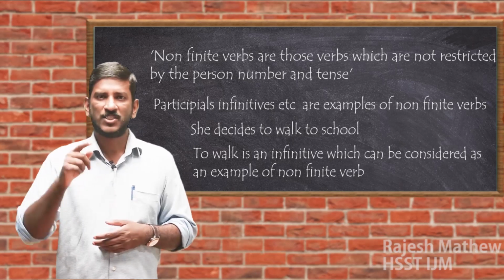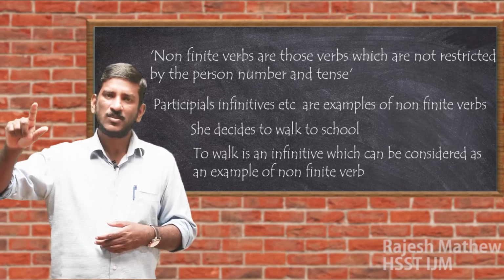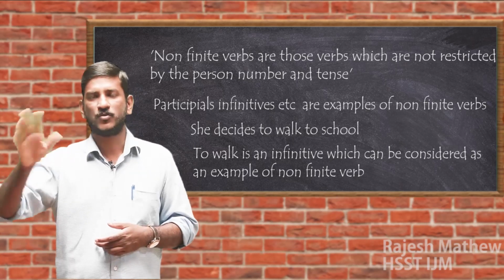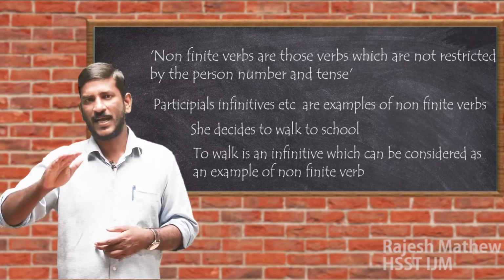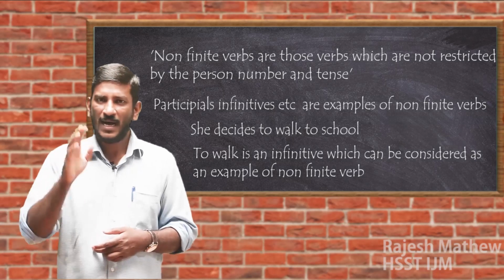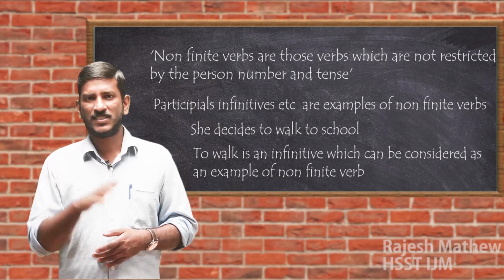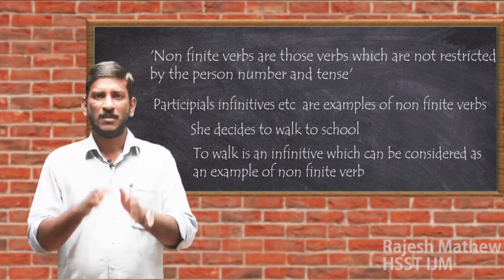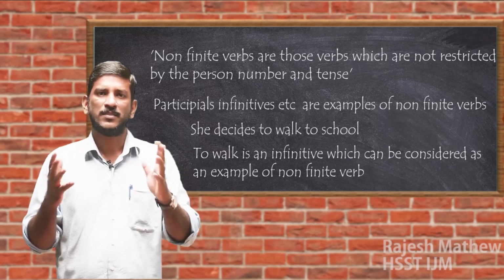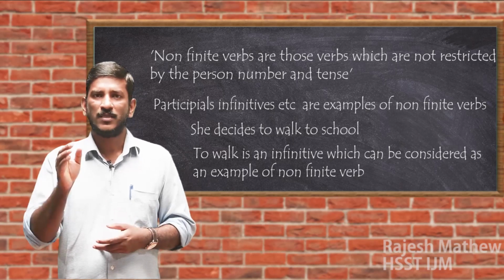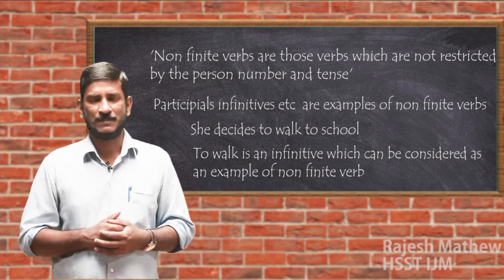It can be: she decides to walk to school. She decided to walk to school. They decided to walk to school. I decide to walk to school. The number changes, the tense changes, the person changes, but "to walk" does not change. Such verbs are called non-finite verbs.